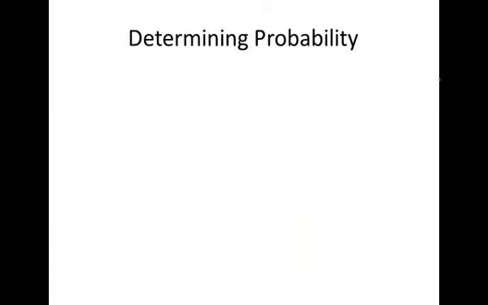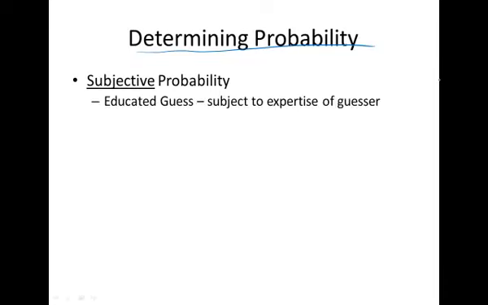So the basic principle for determining probability: there are 3 basic ways to calculate probability. One of them is called subjective. Subjective meaning it's going to be biased, right? So it's an educated guess. It's subject to the expertise of the guesser.